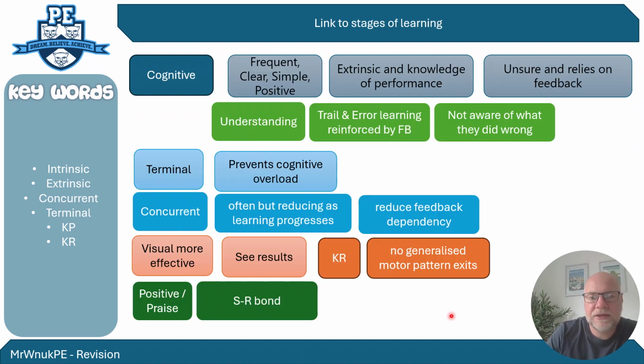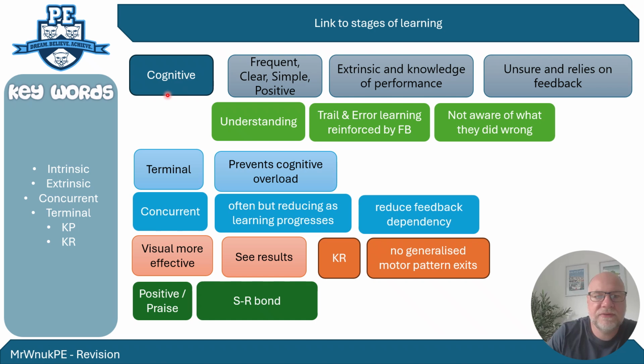Okay, so if we go back to some of the stages of learning, the cognitive stage of learning. Now, generally, we've got 3 stages of learning. We've got cognitive, we've got associative, and we've got autonomous. Most often, the exam questions are really only focused on the cognitive and the autonomous. There's a little bit on associative. We'll touch on that as well.